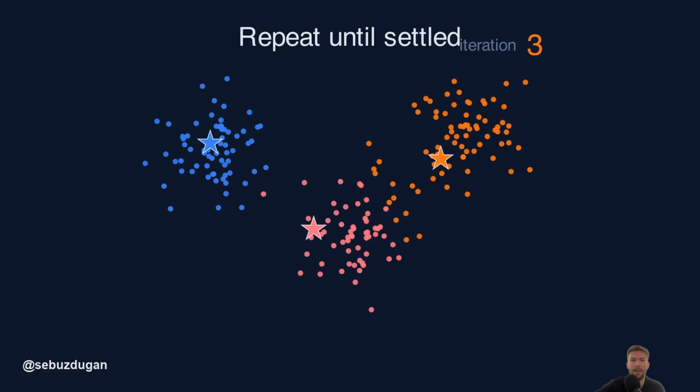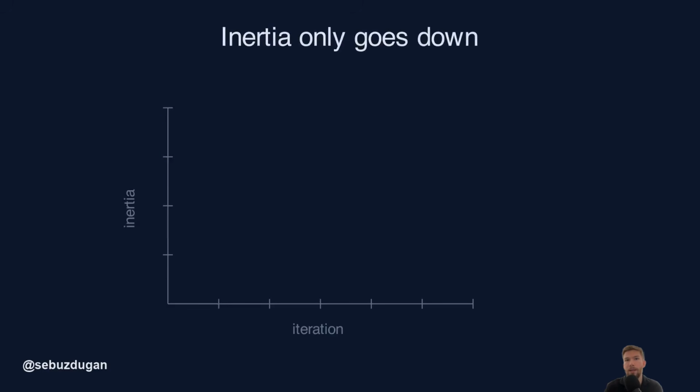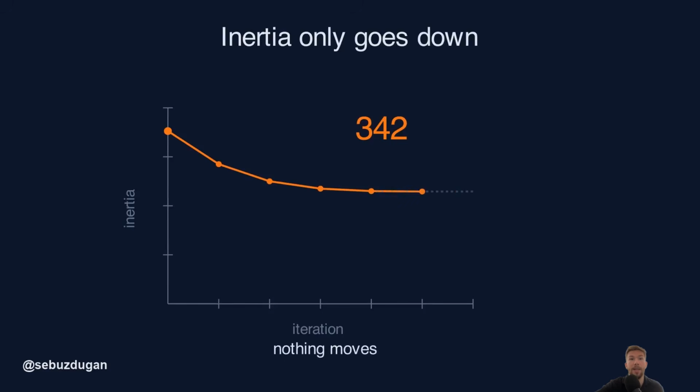So why does this ever stop? Because every step lowers one number called inertia, the total squared distance from each point to its own center. Here it drops from 423 down to 332, down to 342, and it keeps falling. Once a full pass changes nothing, inertia stops dropping, and the algorithm is done.